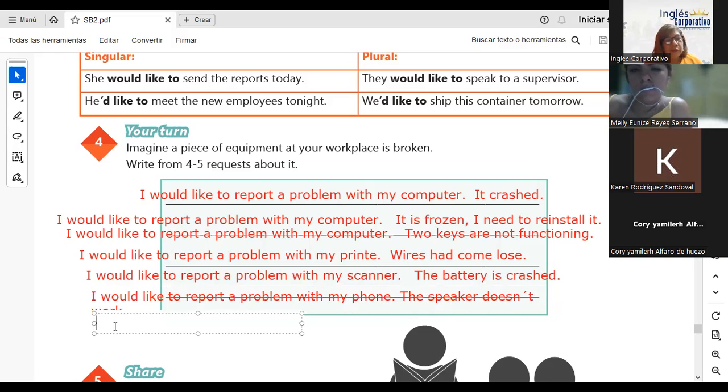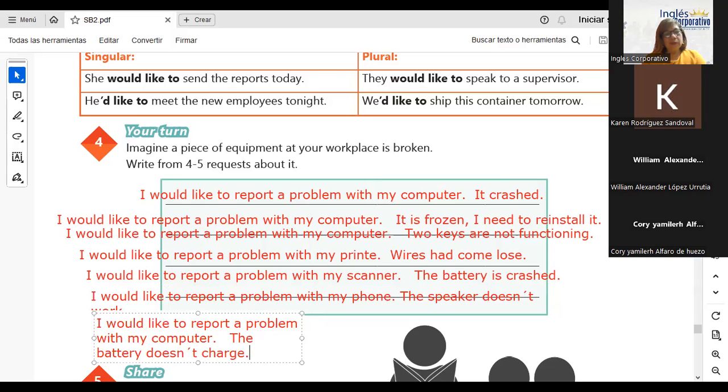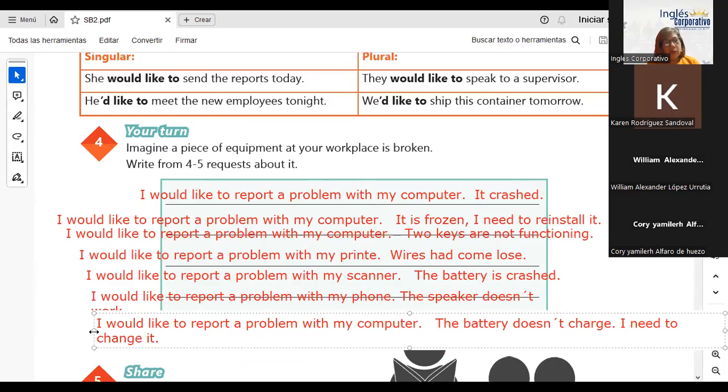Next. I would like to report a problem with my computer. What is the problem? The battery doesn't work, doesn't charge. I need to change the battery. I need to change it. Okay, the next.